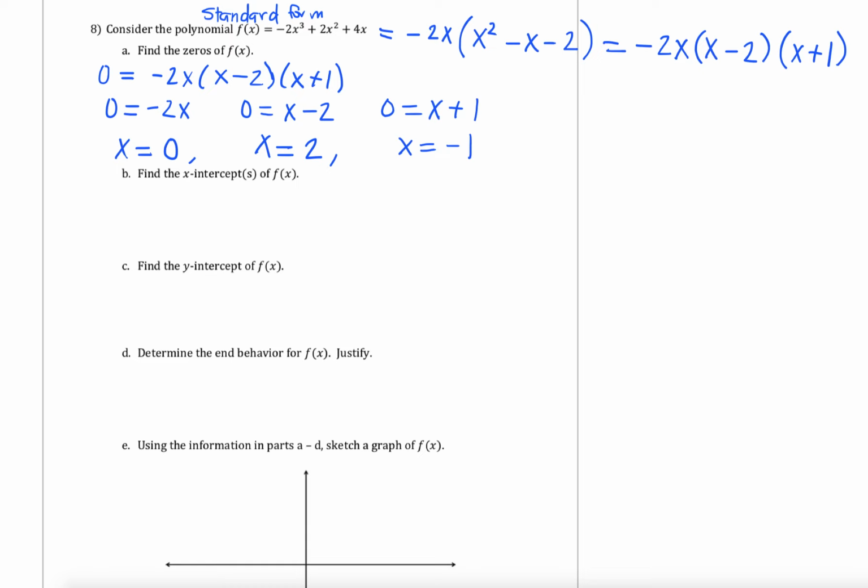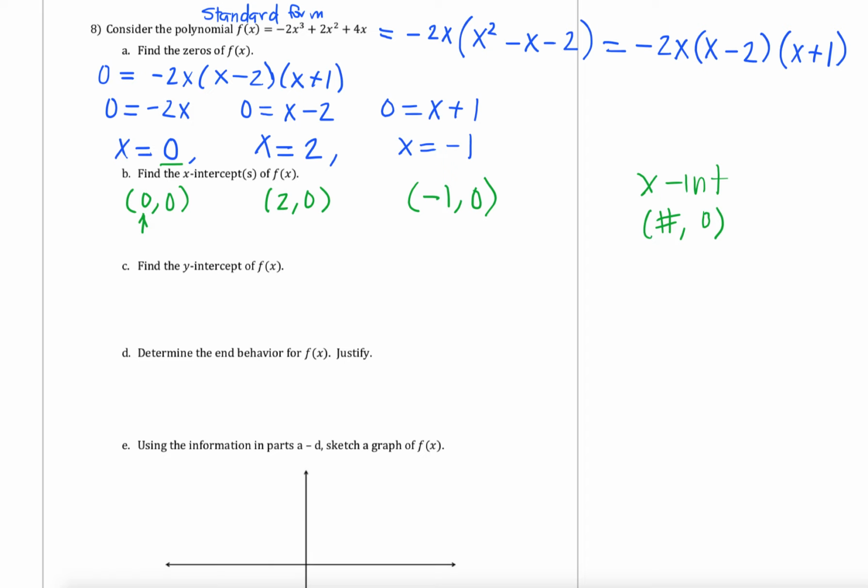In part B, we want to find the x-intercepts. Our x-intercepts and our zeros are the same thing, so I'm just going to change each one of these into a coordinate pair. So for the first one, I get 0, 0. For the second one, we get 2, 0, and then we get -1, 0. I want to remind you guys that x-intercepts always have y equal to 0. And so that's why the 2 and the -1 are in the x spot, and technically it's that y that's 0 coming from this 0 up above.